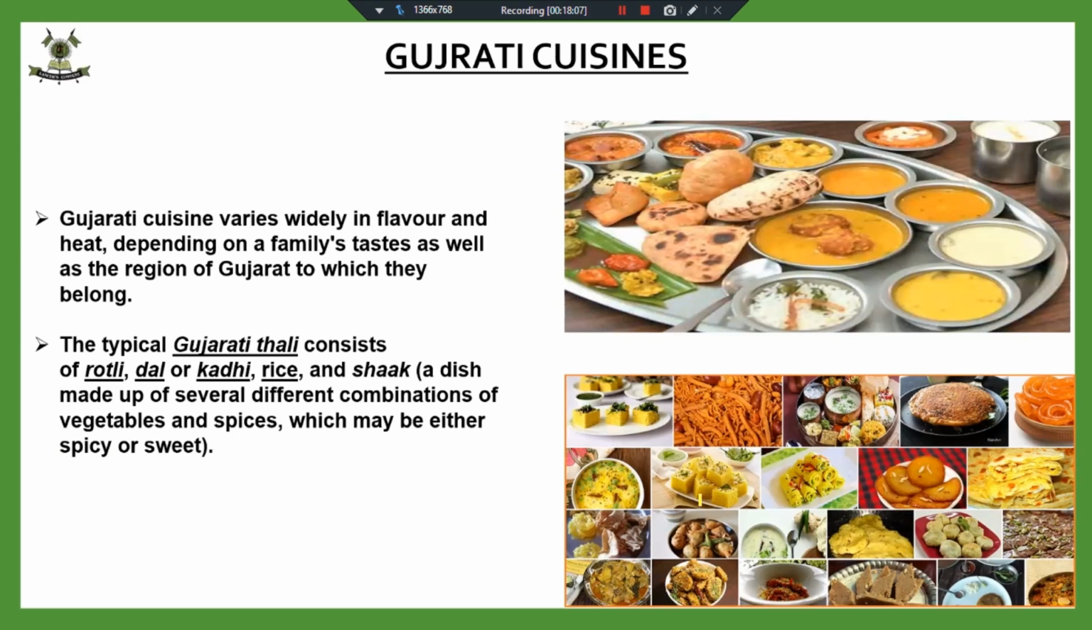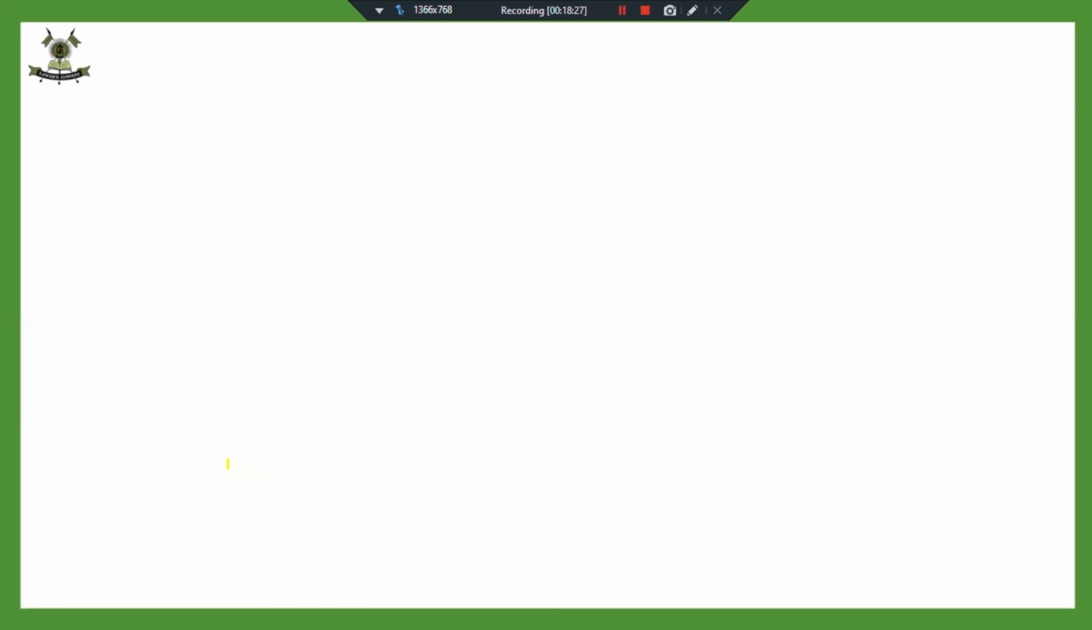A lot of besan and a lot of sugar is used in these Gujarati thalis. You have rotli, that is roti, dal, curry, rice, shaak. A lot of vegetables and everything. It can be spicy, it can be sweet, but if you happen to be in Gujarat, most of the dishes are going to be sweet. So you need to change your taste buds there.